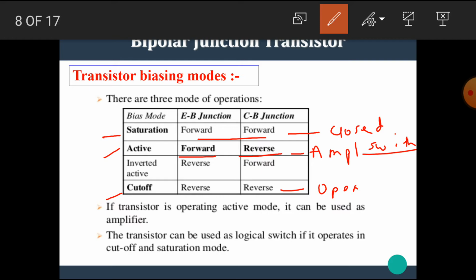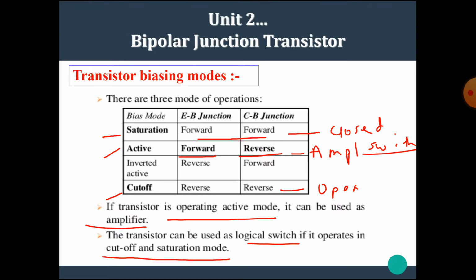If the transistor is operating in active mode, it can be used as an amplifier. The transistor can be used as a logical switch if it operates in cutoff and saturation mode.